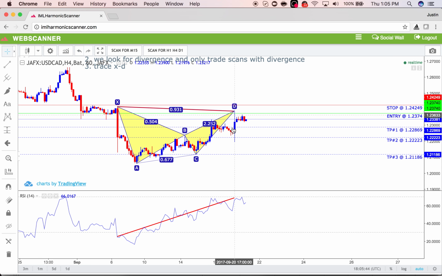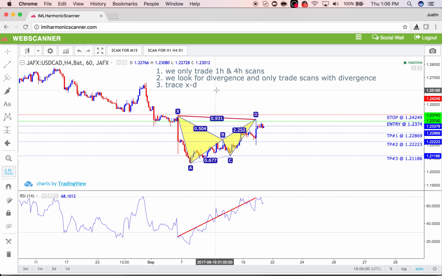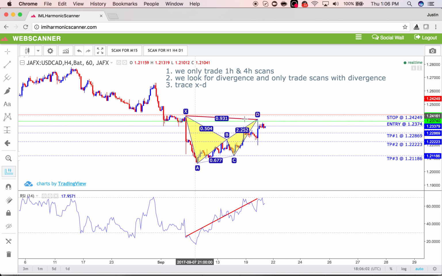For this trade, there was some news involved, but overall, if we were to enter there, where the current market price is about 40 pips, that's still a good amount of pips. But again, all we're doing is going X to D, and we're going from the X to the D on the RSI as well. We're just matching what's going on up here to down here.